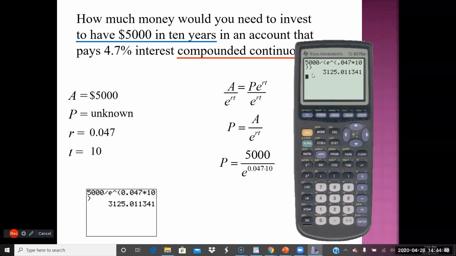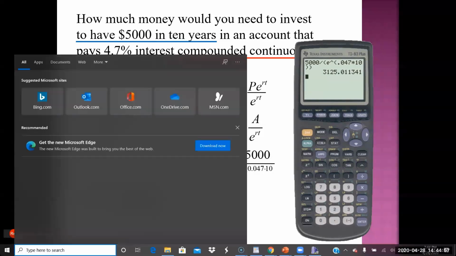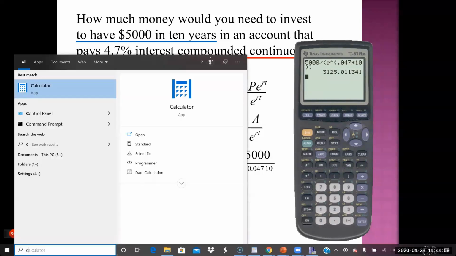And if you want, remember how we were using the computer calculator last week? Second E. We can use that too. So I can show you how to do that on that as well, in case you don't have the TI-83. I did send everybody a link to download this for free, this exact one.